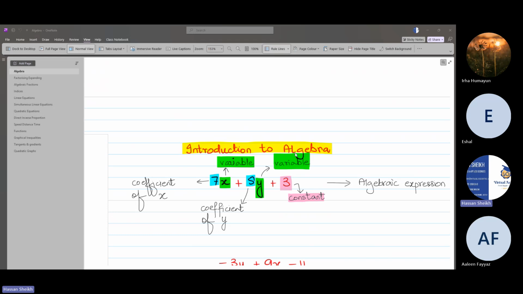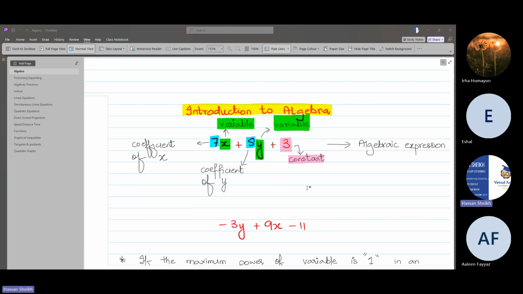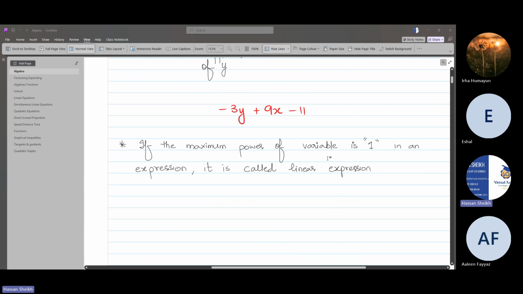So that's the introduction to variables. Alphabets, which are highlighted in green, are called variables. Numbers which are multiplying with the variables, 7x, 5y: 7 is the coefficient of x, 5 is the coefficient of y, and that plus 3 is a constant term. This is an algebraic expression.